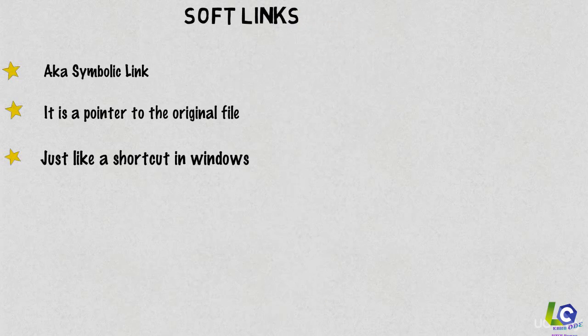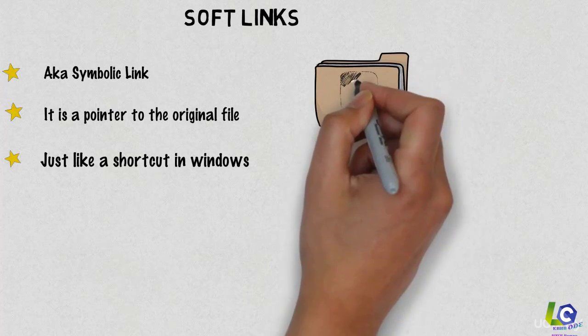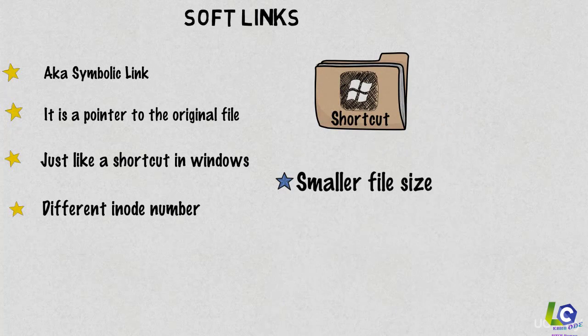If you are familiar with Windows, you will know what a shortcut is. Basically, a soft link is the same as a shortcut in Windows. A soft link is sometimes also known as a symbolic link. If you know what a shortcut in Windows is, you will probably know that it's a pointer, a file pointing to another file, right? And you'll also know that the file size of a shortcut is usually smaller than the file size of the original file. And here we have the same concept.